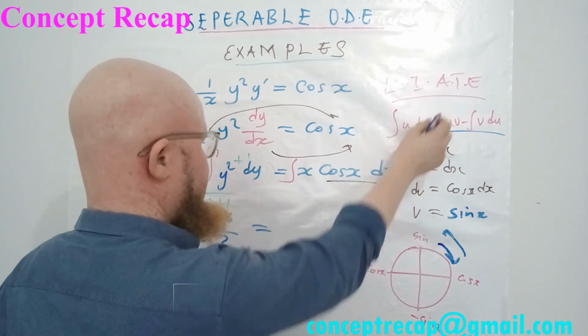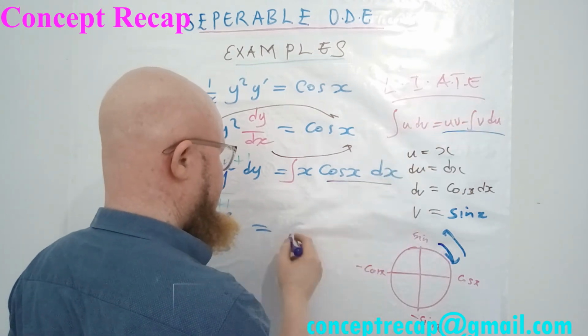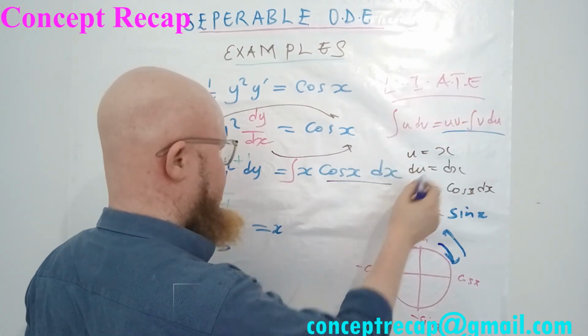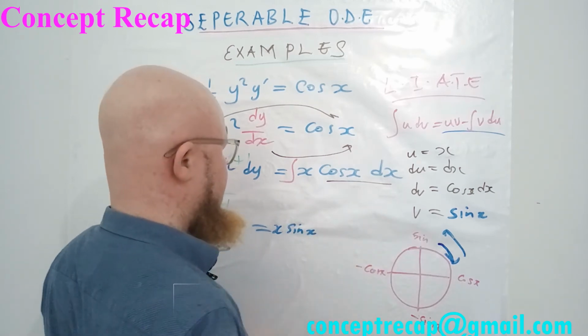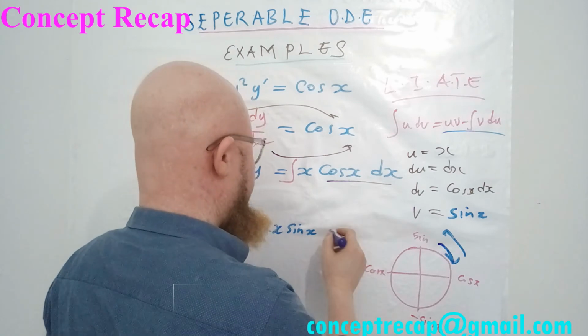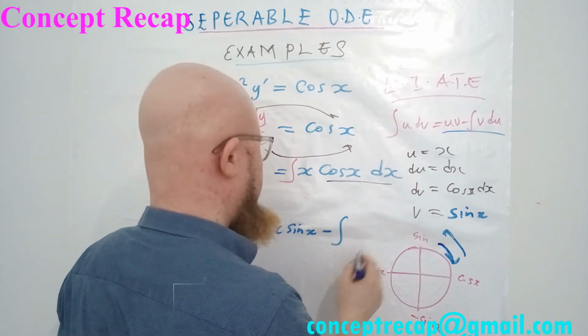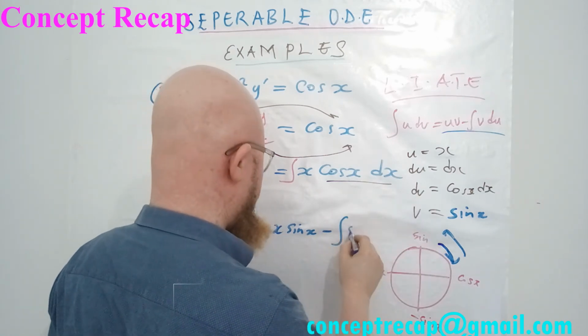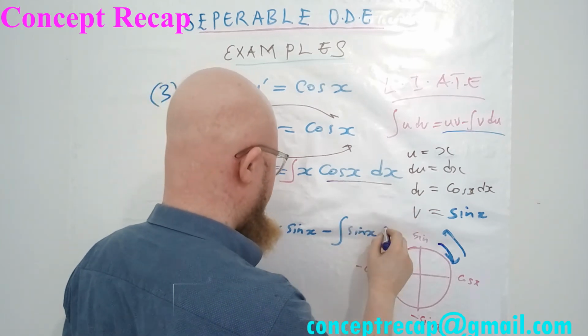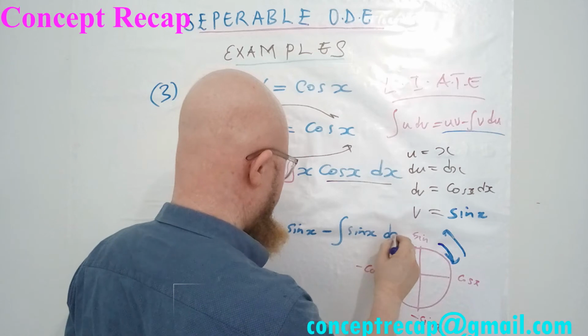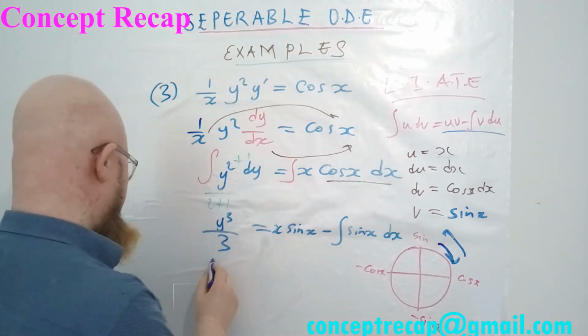So u is equal to x, and v is equal to sine x, and minus, and the v is sine x, dv is du. The du is dx. So now you are going to proceed.